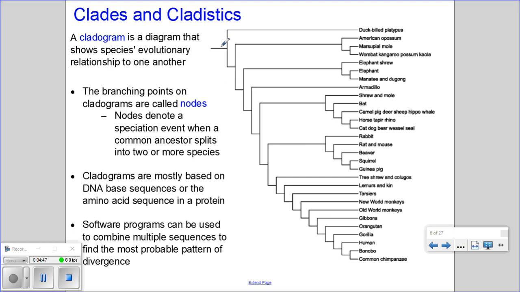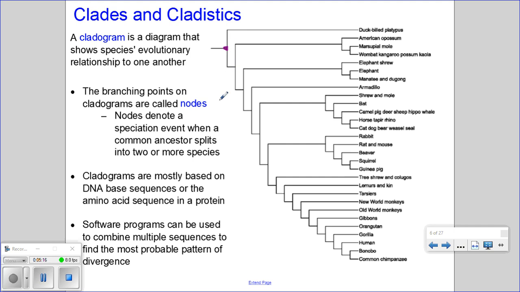So cladograms, for our purposes with DNA evidence, take on this kind of tree diagram form. The branching points on cladograms, so you have these branch points here, are called nodes. So this point here would be considered a branch point, and this would be called a node. And nodes denote speciation events where a common ancestor splits into two or more species.